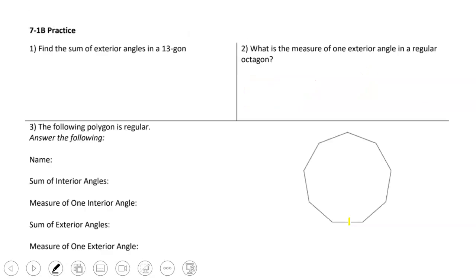So we have some practice problems for 7.1b, and I'll have you pause here so that you can try the problems before I do them with you.